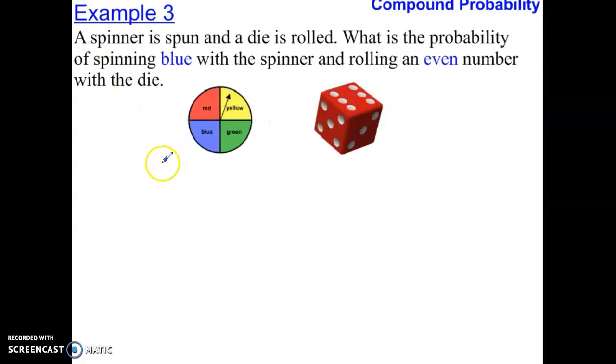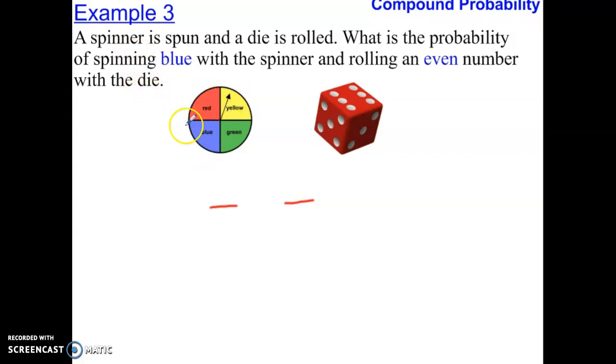Last example, class. Compound probability. A spinner is spun and a die is rolled. What is the probability of spinning blue with the spinner and rolling an even number with a die? So because you're doing two things, this will be two fractions. Okay? Two fractions. Why? Because we are doing two things. So we will have a fraction there and a fraction there. Okay?